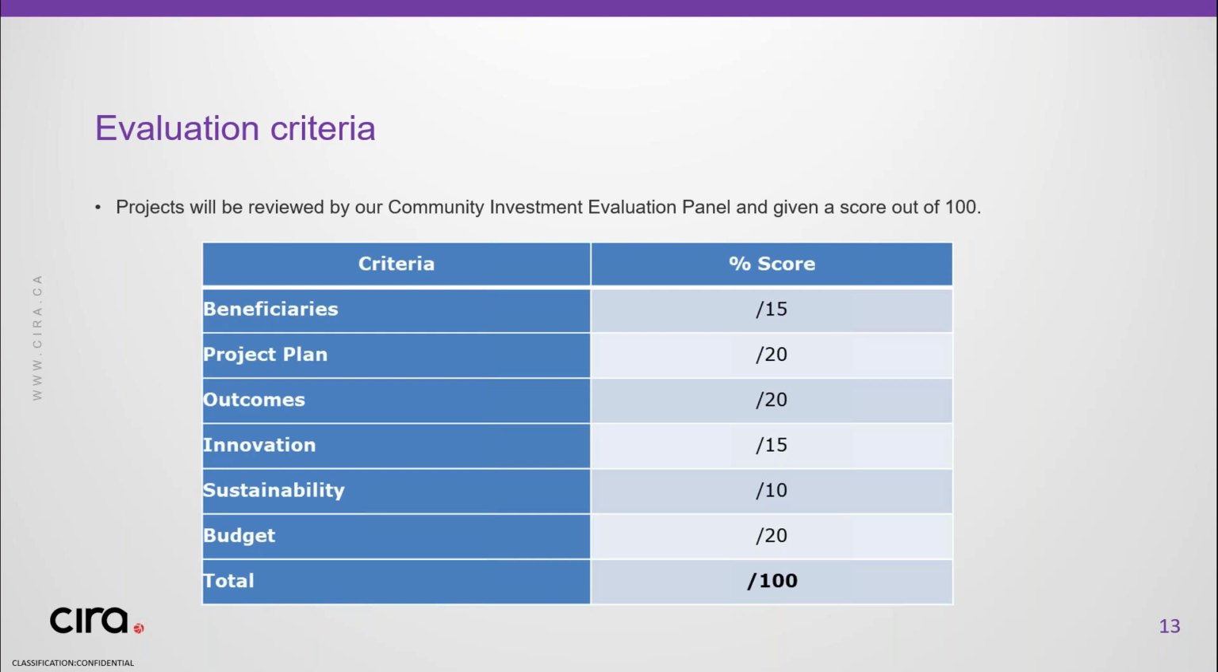And then after that, the project is evaluated by the panel and given a score out of 100, as you can see in the table on this slide. So the panel is looking for projects that reach the beneficiaries, the target beneficiaries, the ones that we're giving preference to this year. So northern, rural, and Indigenous communities, and students, K-12 and post-secondary.